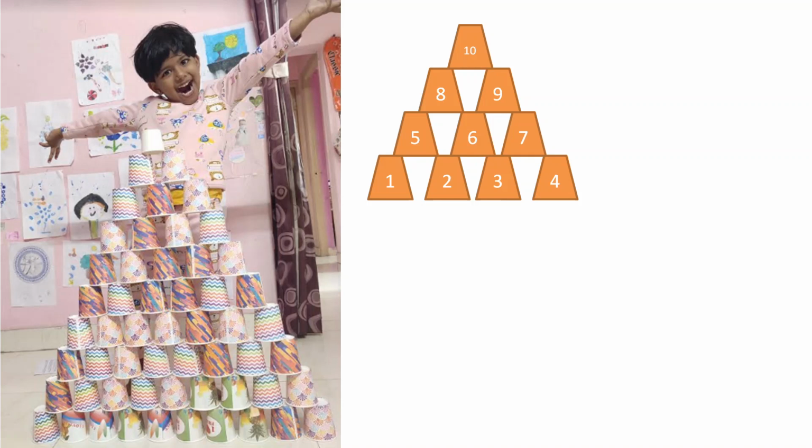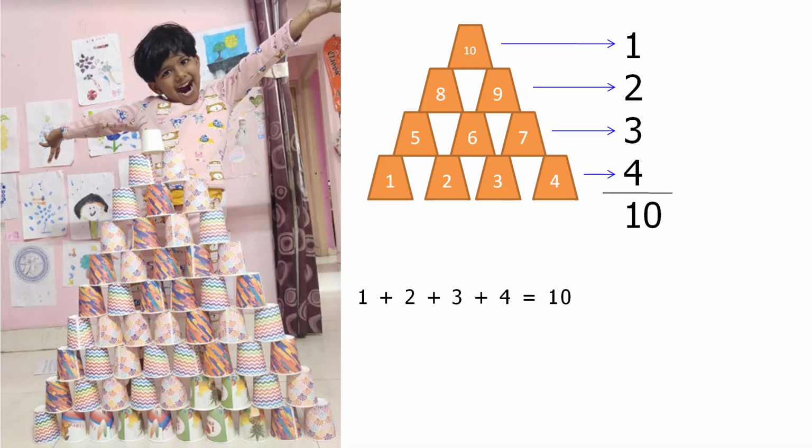So if I add the number of cups used in each layer, it will be 1 plus 2 plus 3 plus 4. So the total number of cups used is 10. Instead of keeping it a vertical summation, I just write it horizontally: 1 plus 2 plus 3 plus 4 is equal to 10. So for a tower of 4 layers, we need 10 cups. As you can see here, this is actually a summation of natural numbers, starting from 1 and ending at 4.